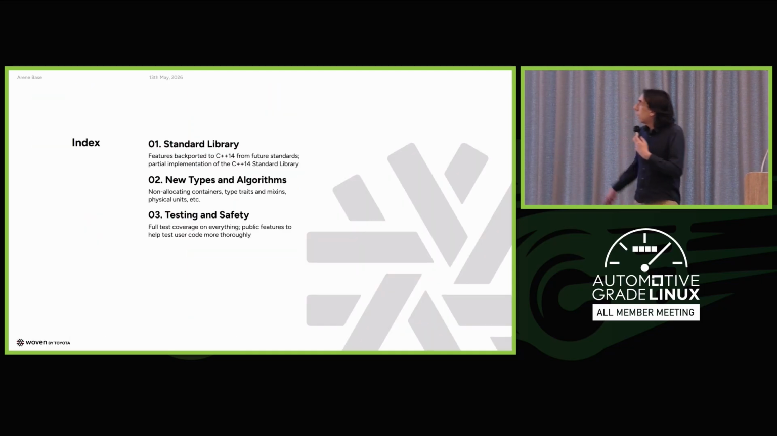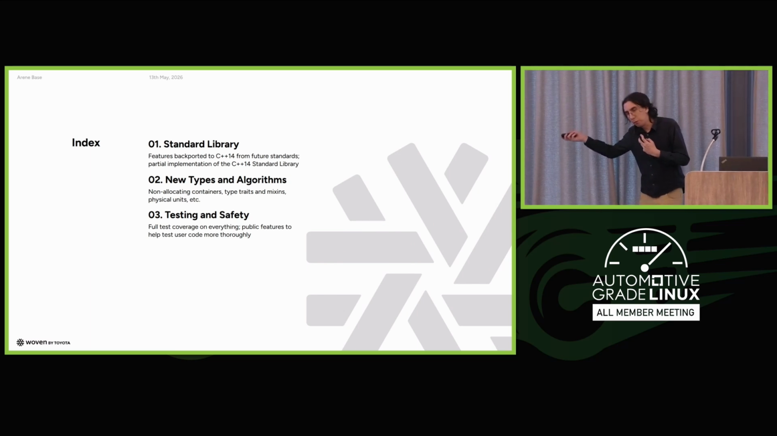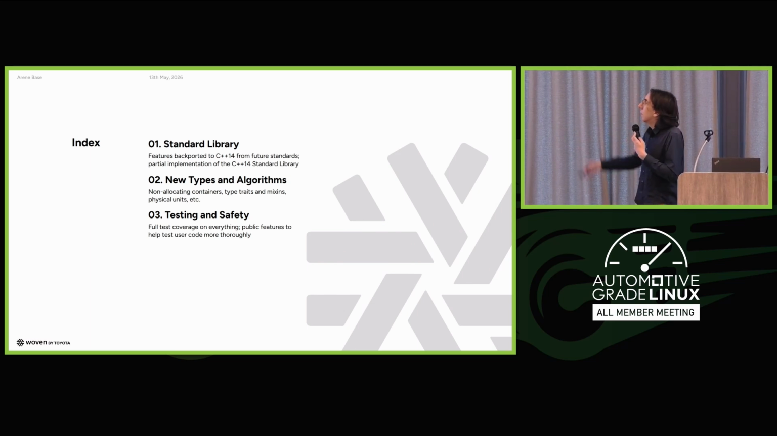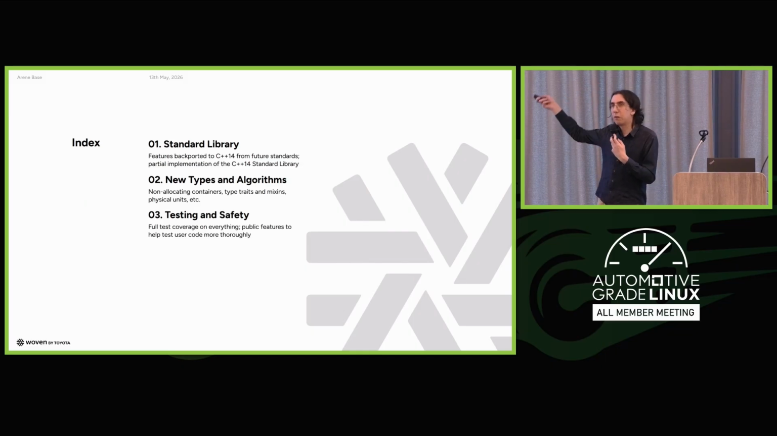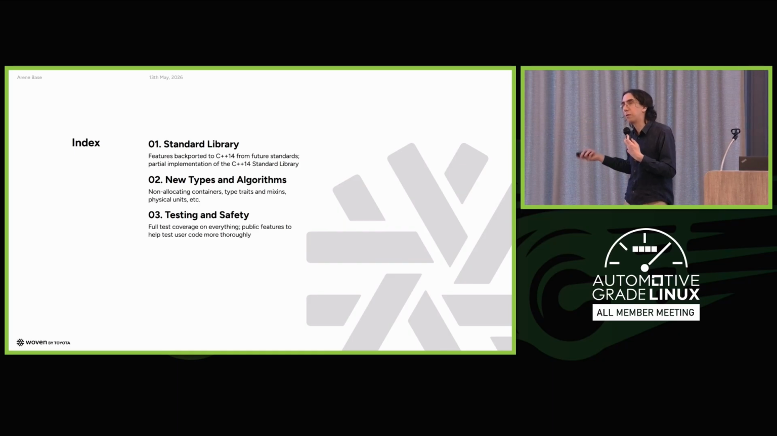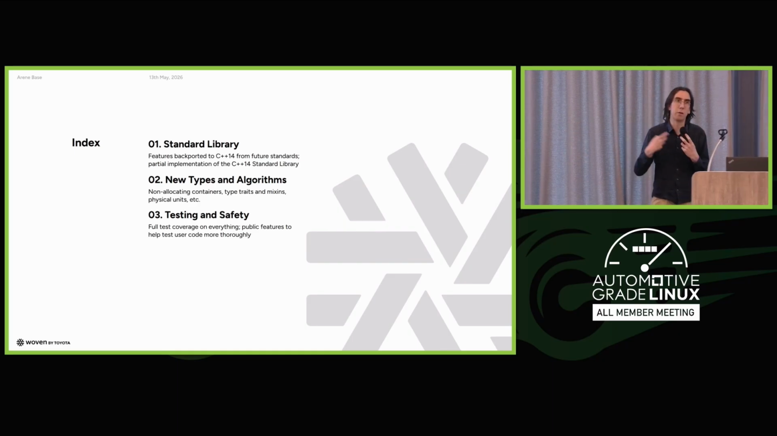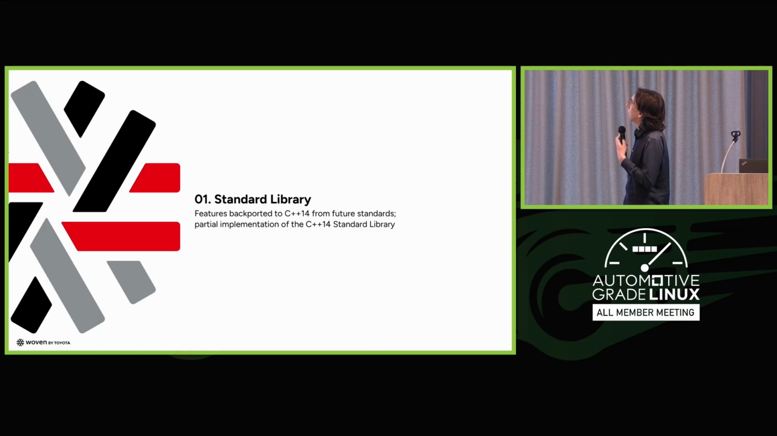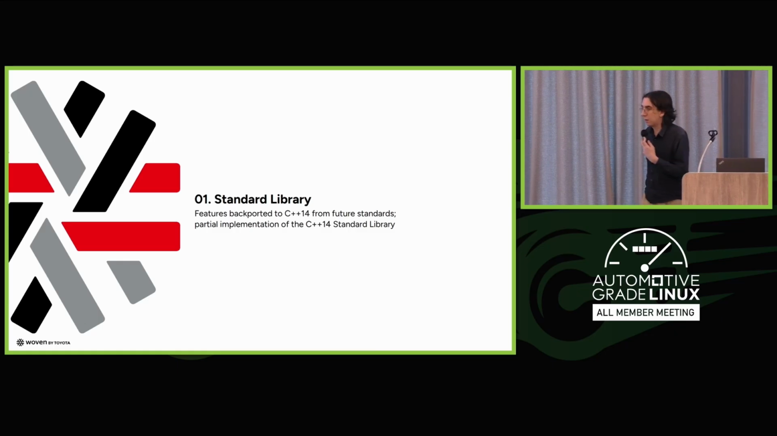I'm going to quickly go through three different themes. The major themes are the standard library, then additional things that are not part of the standard library of C++, and finally a lot of things that we do for testing and safety, both for our code and for your code. So I'll run through all of those in order, starting with the standard library.